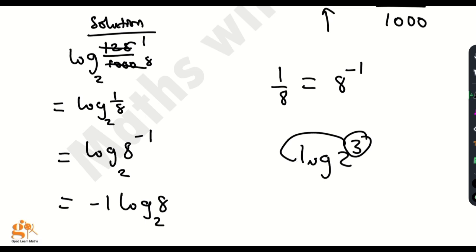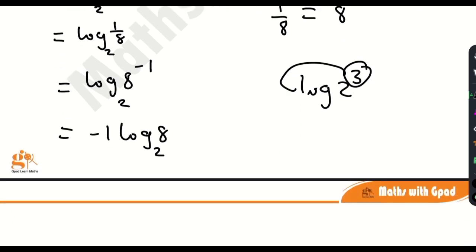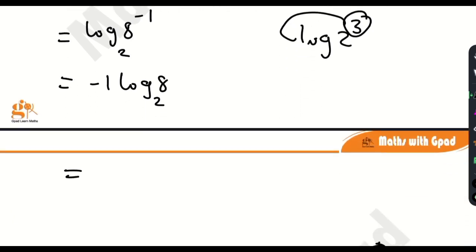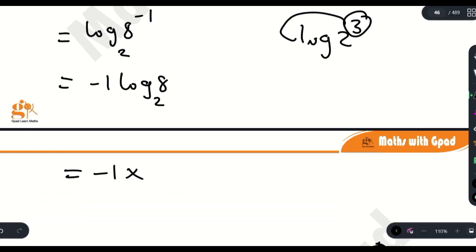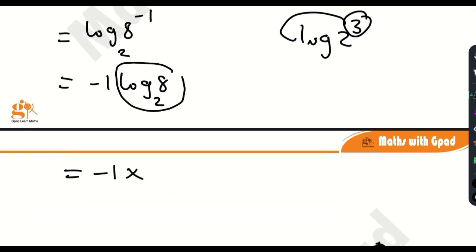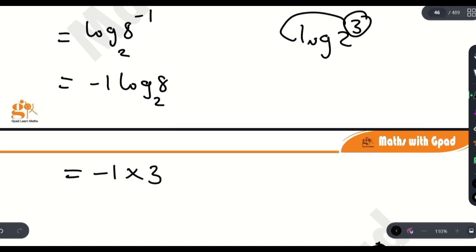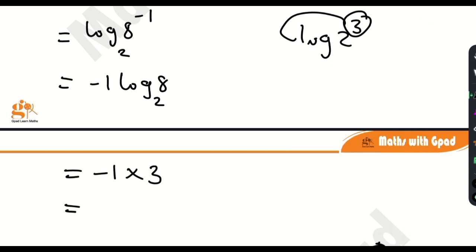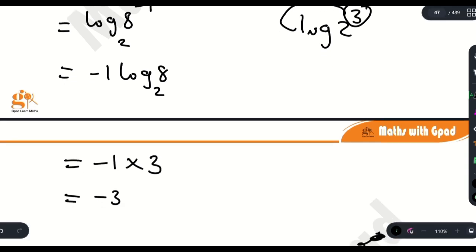But I just want to make it a little bit fast. So what do we have? This is equal to minus 1 times log 8 to base 2. 2 will multiply itself 3 times to give you 8, so you're just going to write 3 here, which means log 8 to base 2 is 3. And what do you have as your answer? Negative 1 times 3 is negative 3. And this is the result you get. Let's look at another example.